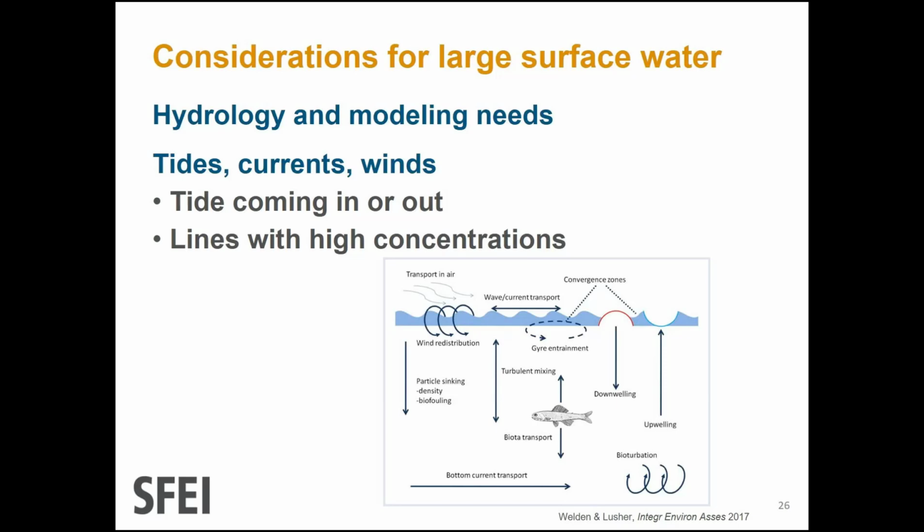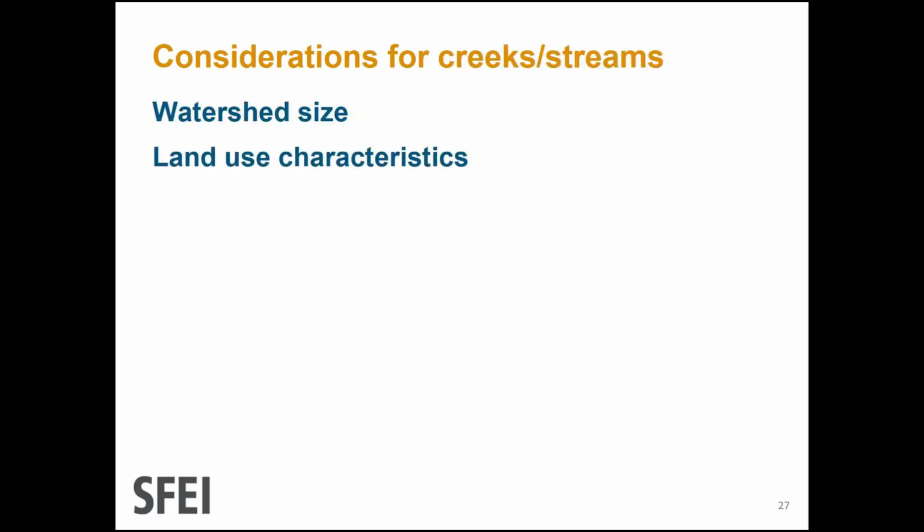This could include also thinking about things like tides and currents, the wind speed and how much mixing there is at the surface, and then also more subtle things like whether there are convergence zones, lines with high concentrations, which Diana will talk about more in her next presentation.